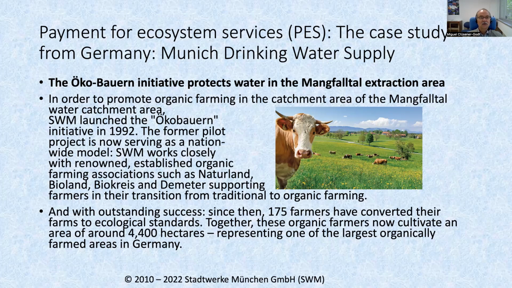And here, Germany, in the Munich area, the city of Munich and the municipality water management, SWM system, created an initiative called Ökobauern, ecology farmers, in a valley called Mangfall, where the municipality of Munich is extracting a lot of water. Munich is a big, big city, takes a lot of water. So they say, if we take your water, thank you. But you should, of course, not pollute this water because we will take it.